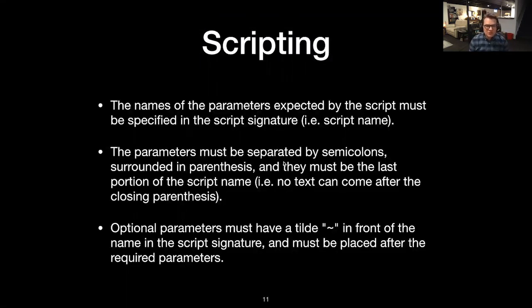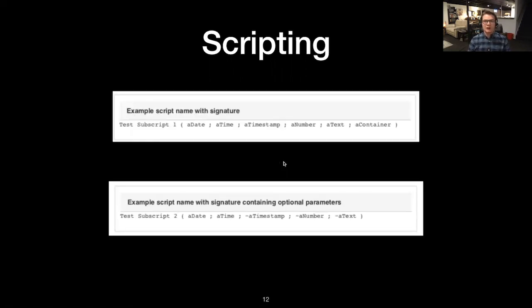Scripting, so naming scripts, is another area that can be very open-ended for you. At Soliant, we have some recommendations and conventions because we do something in particular with our script naming. Let me hop forward so you can see some examples. In the example below we see test subscript 1, and in scenarios where we need to have parameters passed to a script, we include the names of those parameters and whether or not they're required in the actual script name.